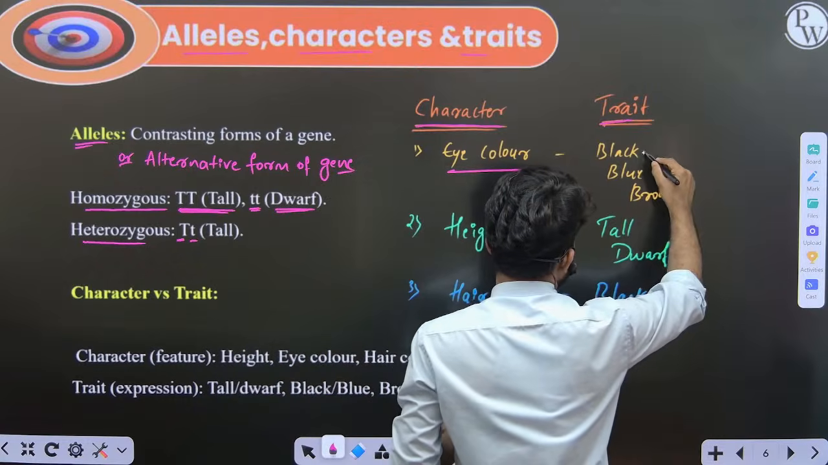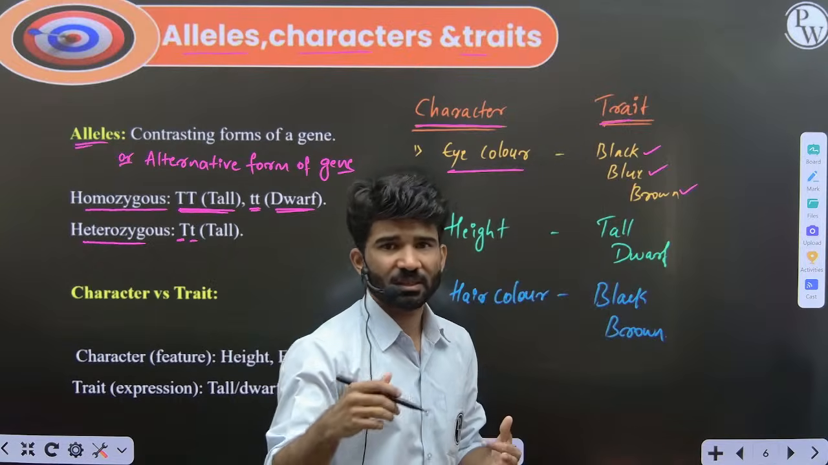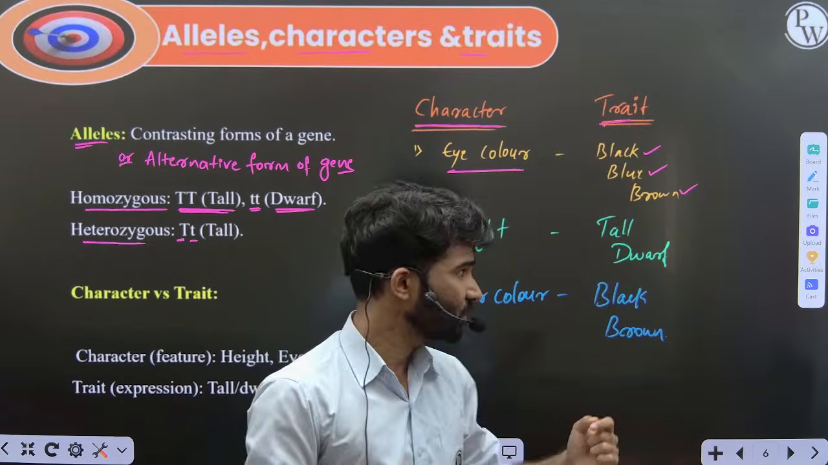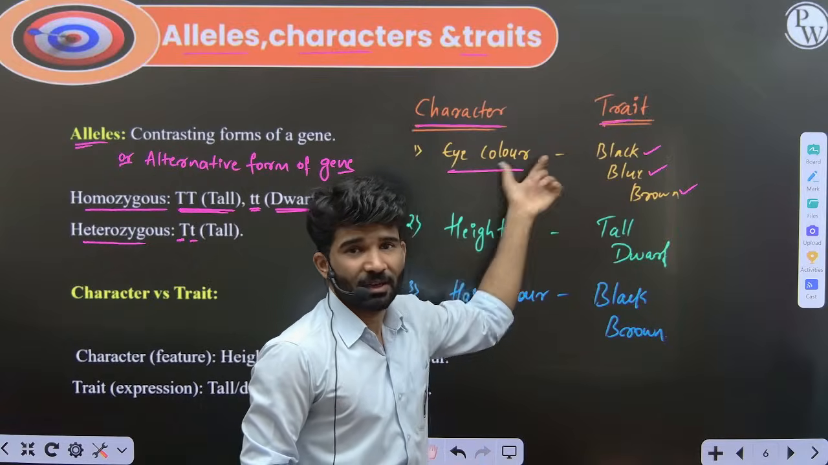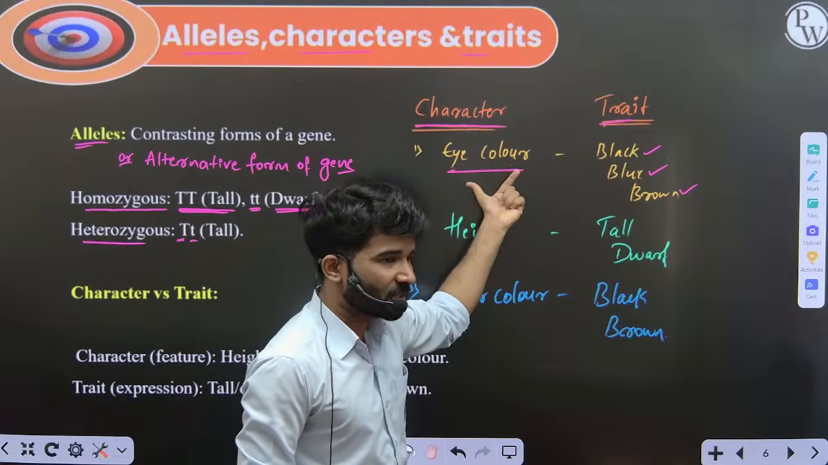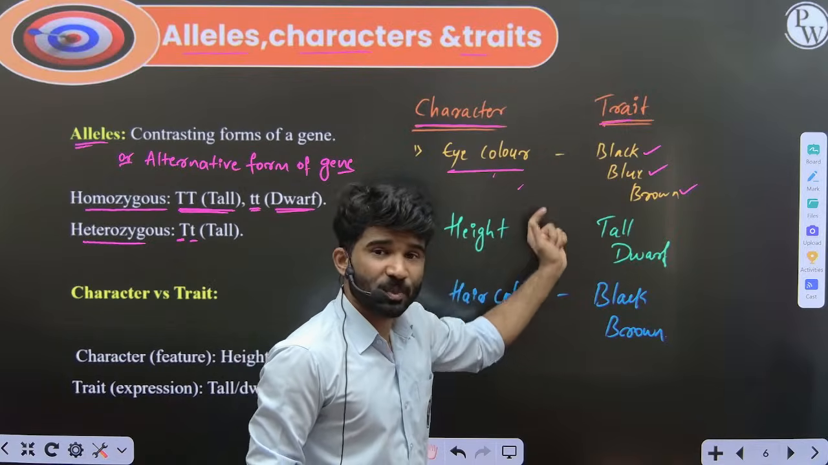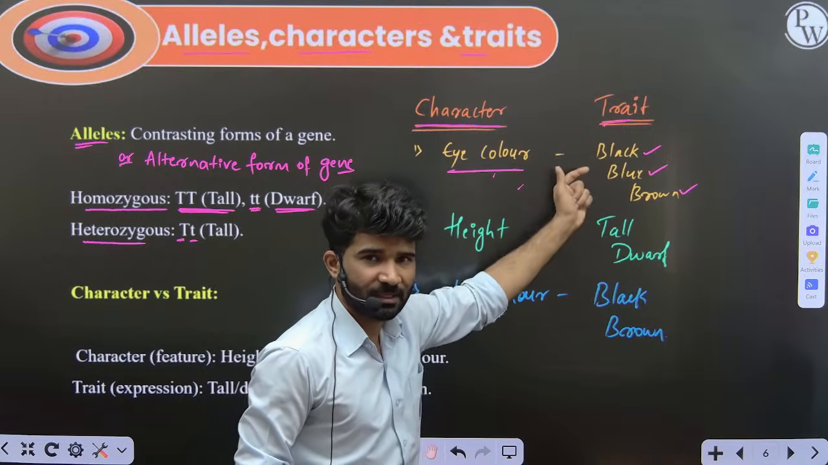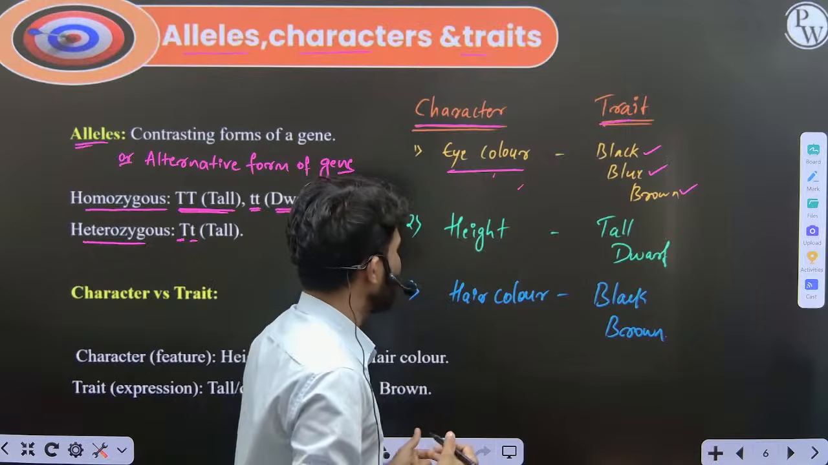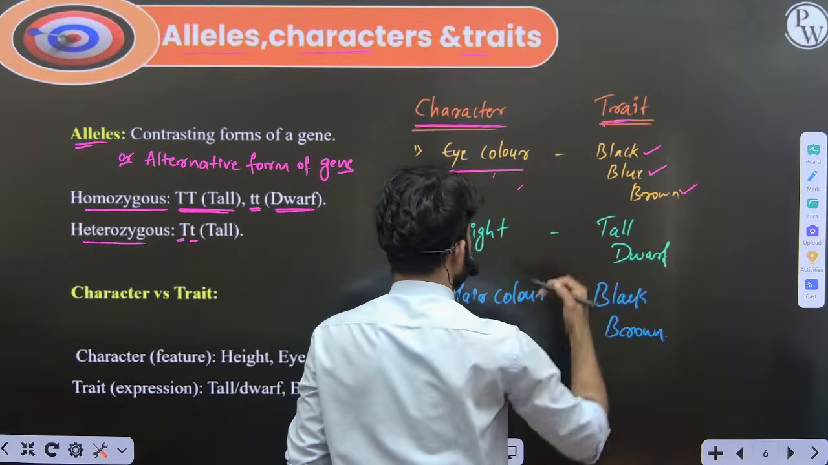You can take an example of trait. The eye may be black in color, the eye may be blue, the eye may be brown. Sometimes you get green eyes also. So that is what we call a trait. The character, the feature of an organism, is eye color. The expression of that character of eye color is what we call the trait. The traits may be black eye, blue eye, and brown eye.